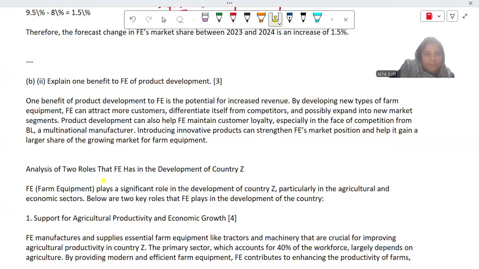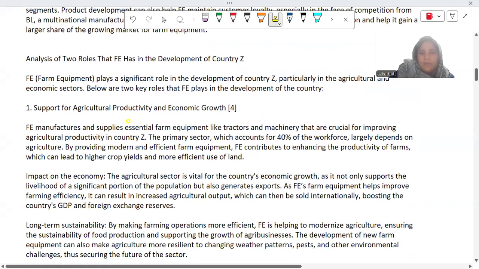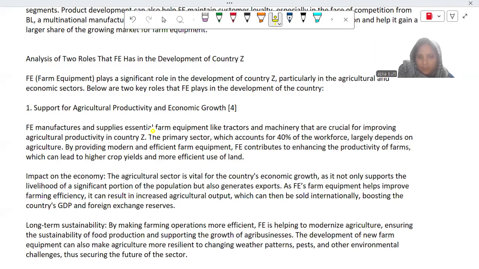Now we are going to analyze two roles that FE has in the development of country Z. First of all, the first role is support for agricultural productivity and economic growth. So this is related to unit number one, I guess. This question comes from unit number one, where we have seen how businesses play a role in the economy. FE manufactures and supplies essential farm equipment like tractors and machinery that are crucial for improving agricultural productivity in country Z.